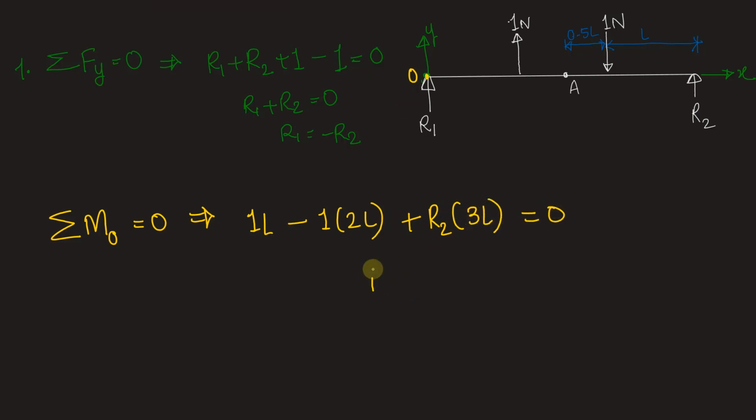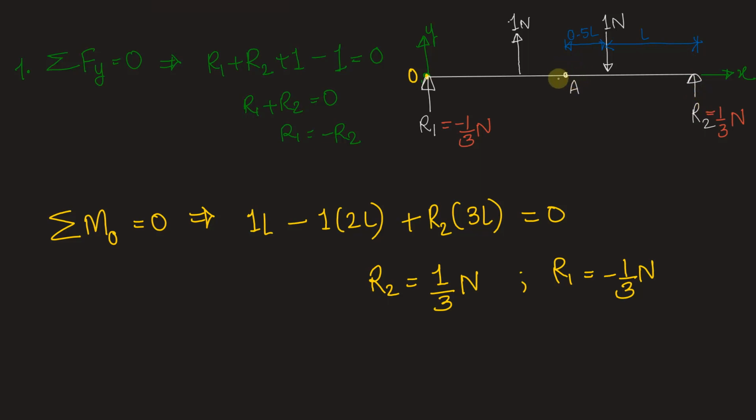From here we get R2 equal to 1 by 3 Newton. And R1 is negative of R2. So we can write R1 is equal to minus 1 by 3 Newton. Let's write it on the free body diagram. R1 is minus 1 by 3 Newton. That means this reaction is downward instead of upward, and R2 is 1 by 3 Newton. What we assumed is the direction of the reaction, that is upward.